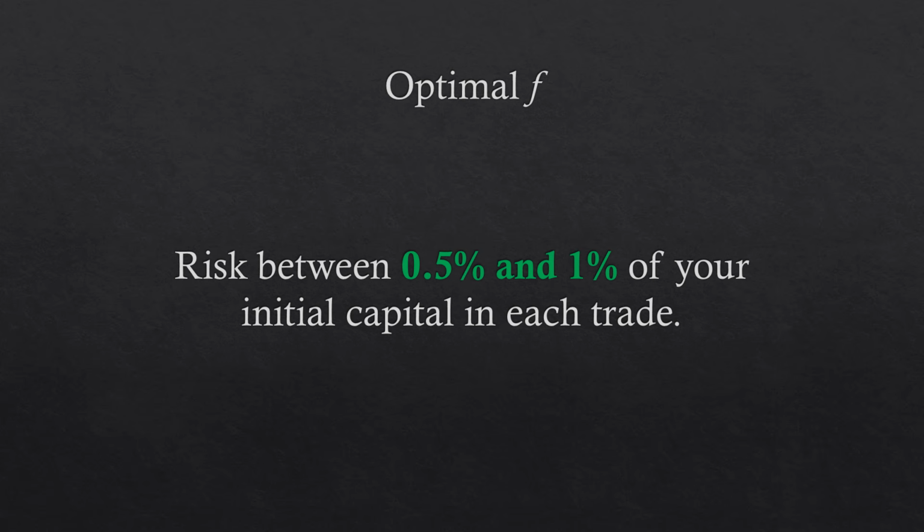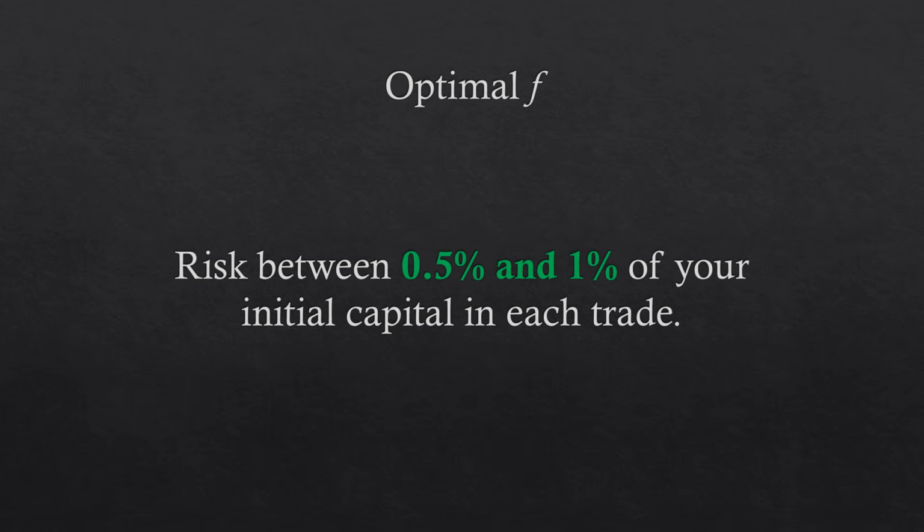Do not risk more than 1% of your capital in one trade. Ideally, you should risk between 0.5 and 1% in each trade. Just think that if you risk 0.5% of your capital in each trade, you have 200 consecutive chances of making mistakes before you exhaust your entire capital. You will understand why that's important in the next section when we talk about trading psychology.